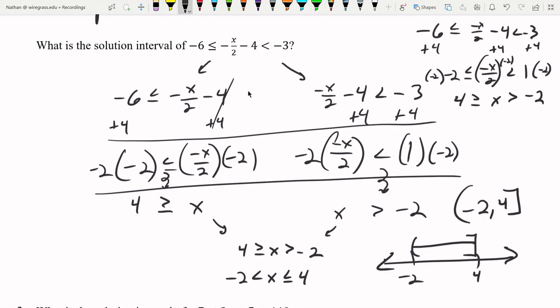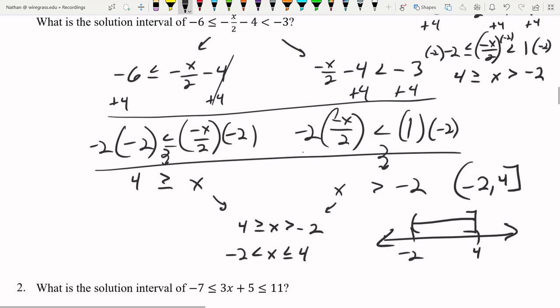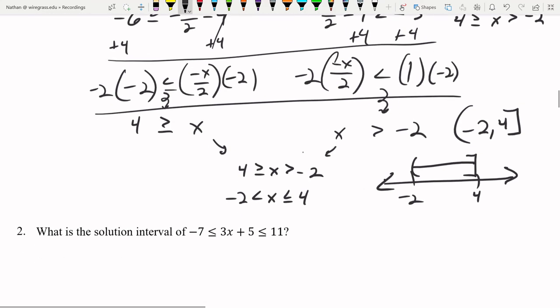And we get the exact same statement twice. So you don't have to split it up if you don't want to. If it makes more sense to split it up, then do that. Whatever is easiest for you to understand. Give it a try in number 2.